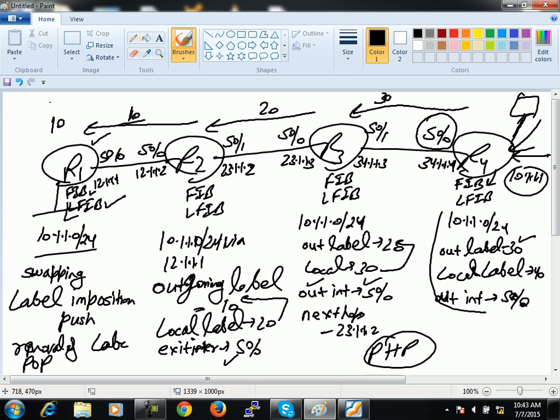We have solved it. Nowadays this problem does not exist on your devices because we are using PHP, and PHP is enabled by default in MPLS. I will teach you the meaning of PHP. Basically, with the help of PHP, they have fixed this problem of recursive lookups. What is the abbreviation of PHP? Penultimate hop popping. Popping one hop before. That's the meaning of penultimate, one hop before.